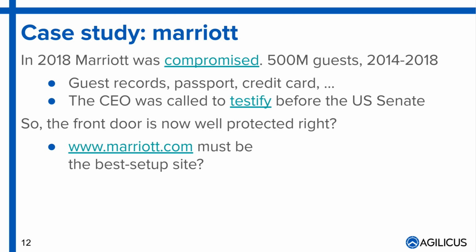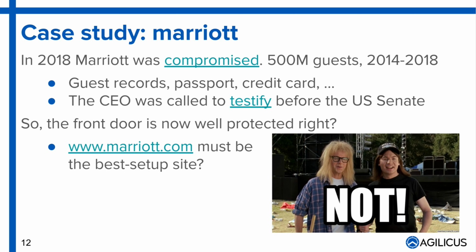500 million guests. Everybody had stayed there for 4 years. Guest records, passports, credit cards, CEO called to testify before the U.S. Senate. So you would think that after that exceptionally embarrassing event, they would have done a great job on the front door of this. www.marriott.com must be the Fort Knox of websites, right?